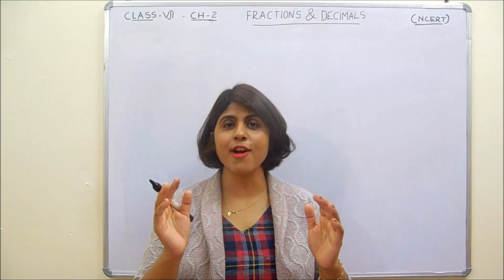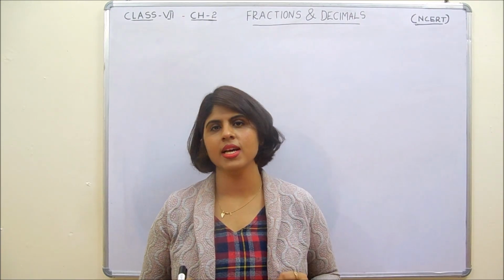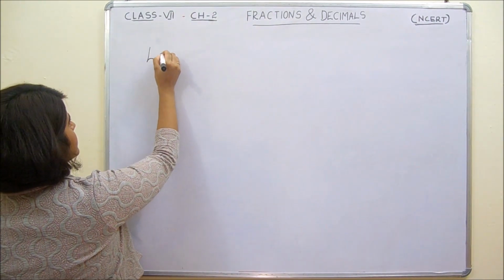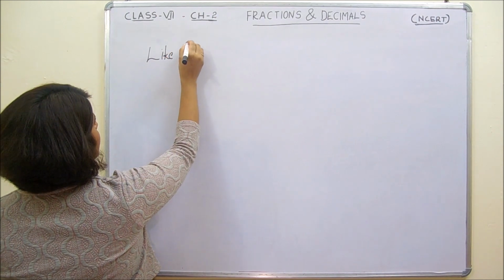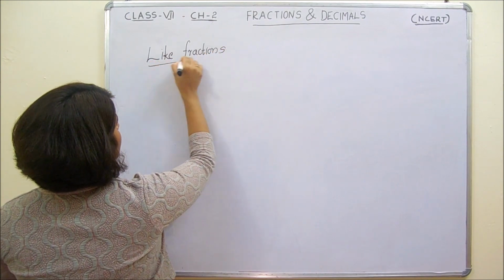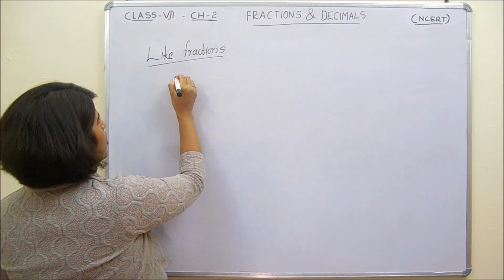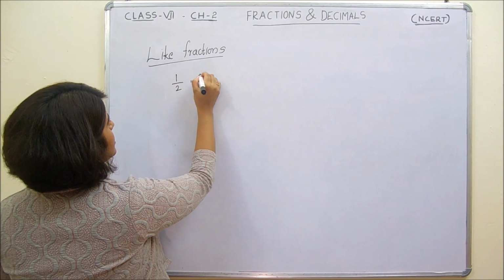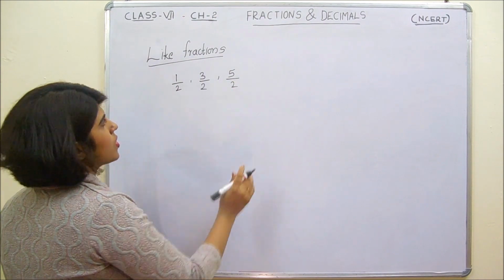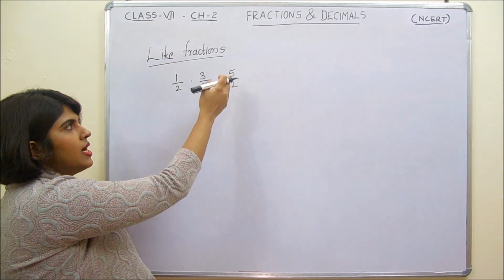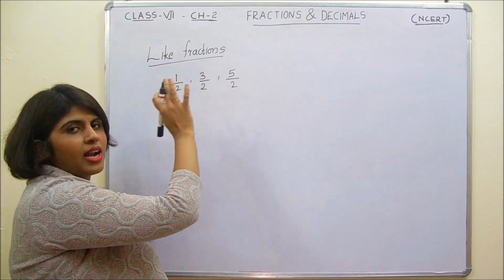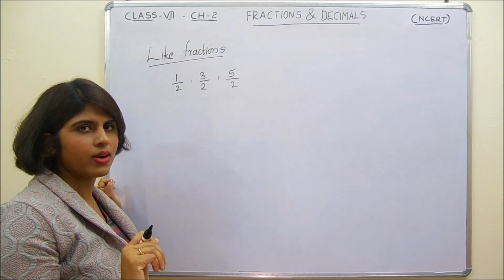Based on the denominators, the fractions are classified into 2: that is like fractions and unlike fractions. Like fractions means fractions which are having the same denominators. Then these, 1 by 2, 3 by 2, 5 by 2, are known as like fractions. Here all 3 fractions are having 2 as the denominator, right?